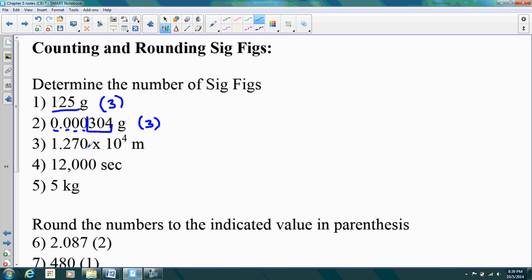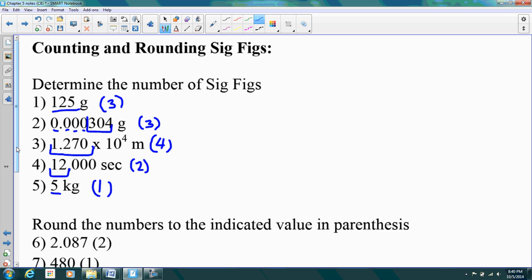Now, the trick to writing scientific notation, which some of you I know do prefer, is that when you write scientific notation, every single number you write down is going to be significant. So you don't really have to think about all the rules if you write it in scientific notation. So this is going to be 4 significant figures. Now 12,000 seconds is quite a large number, but it still only has 2 significant figures because all of these zeros at the end are placeholders. And then 5 kilograms, 1 significant figure, I have 1 number there.